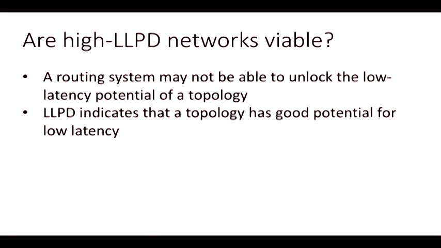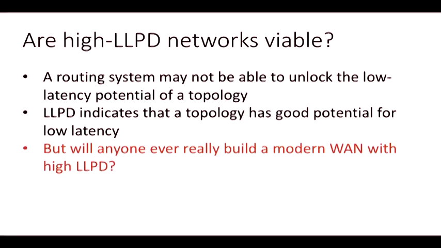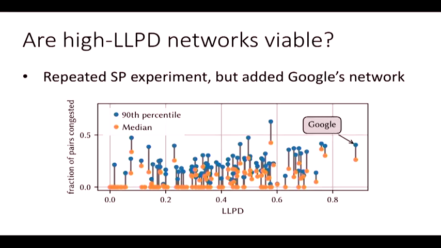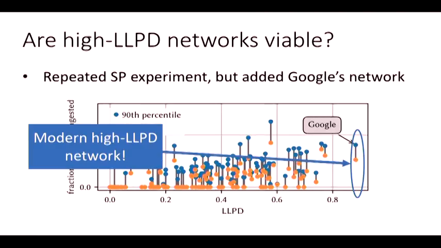Okay, so the big question then is, at the beginning of this talk, I showed that a routing system may not be able to unlock the low latency potential of a topology. And we had this metric, LLPD, that indicates that the topology has good potential for low latency. So what if no one ever builds those topologies? Will anyone ever build a modern wide area network with high LLPD? Well, sure, you just saw one of those in the last talk. We repeated the shortest path routing experiment, but then we added Google's B4 network. It turns out that it has the highest LLPD of all networks in our data set. So this is a modern high LLPD network.